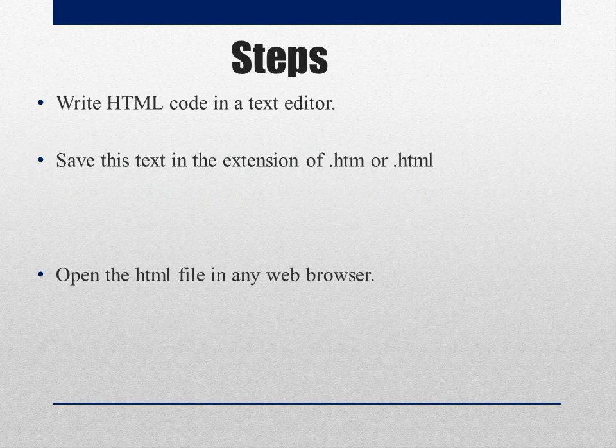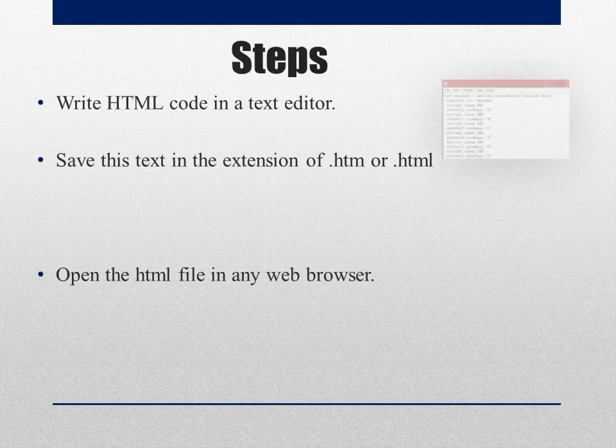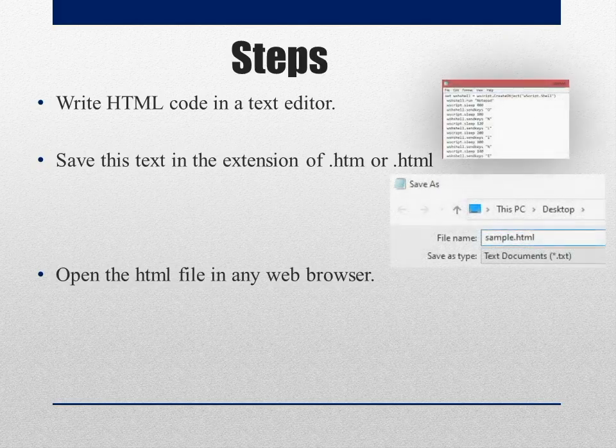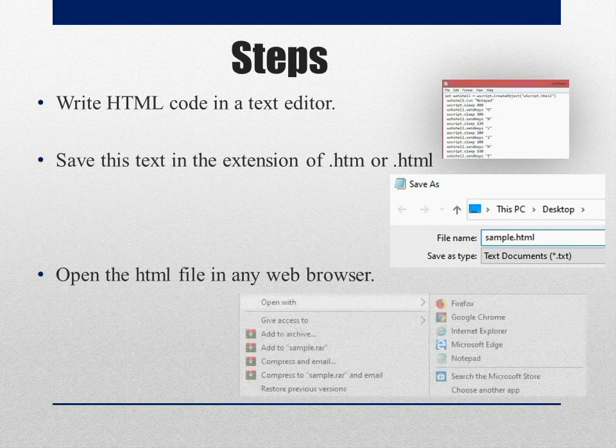What are the processes needed to create a web page? First, we have to write the HTML code in a text editor and save this HTML file with the extension .htm or .html. Then open this HTML file in a web browser.